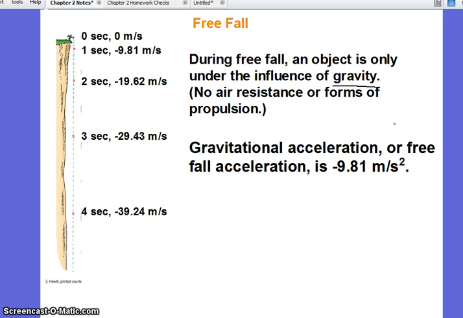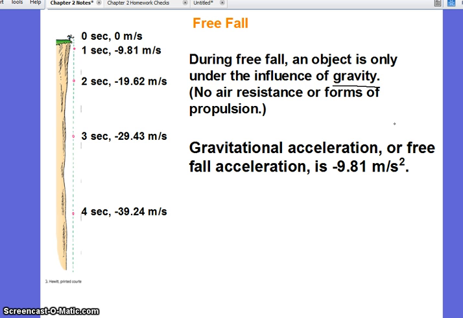Instead, we're talking about things like baseballs and footballs, anything moving through the air where air resistance is negligible. Of course, air resistance is always present. We're just saying that it's not very noticeable in this case. We're also saying that there's no engine attached to the object. Only gravity is making it move differently.